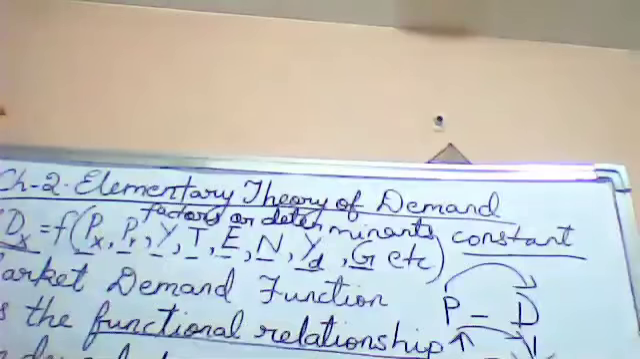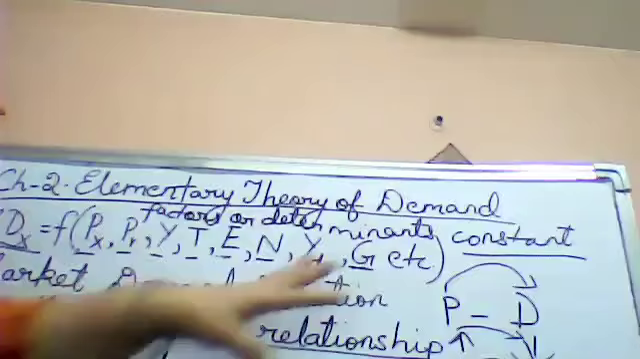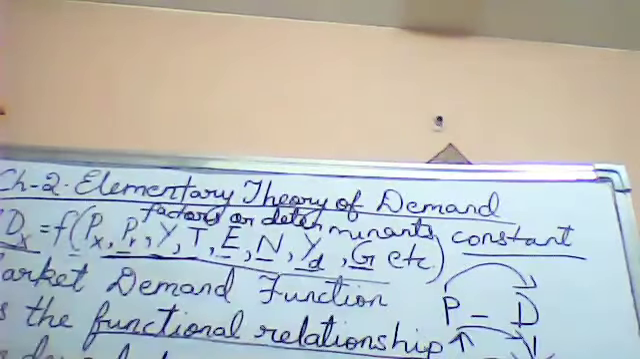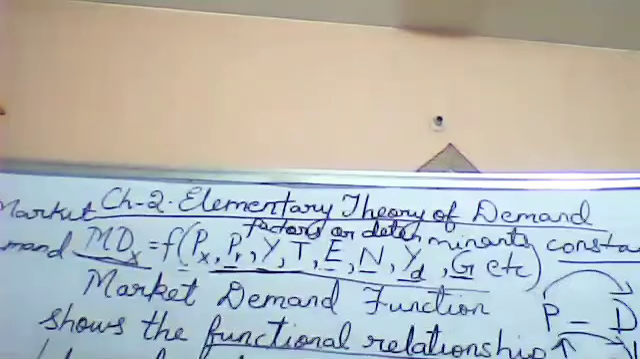The law of demand is not there in our syllabus, but still I'm giving you a brief idea of what the law of demand is. It shows the inverse relationship between price and demand when the other things are equal. What are the other things? These are the other things, the other factors which are constant, and only the relationship between price and demand is studied. Right? So this is the market demand function. I hope you have understood the market demand function.